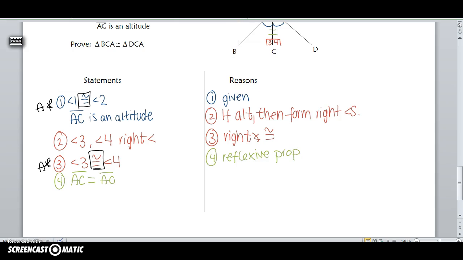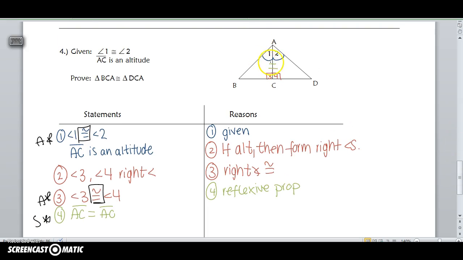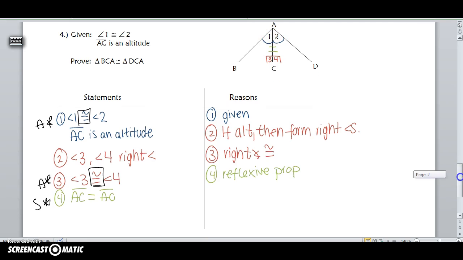Now I have my third piece of evidence, which is a side. Boom, there we go. Comparing this left triangle to this right triangle, I have an angle, I have a side, and I have an angle. Is that side touching both angles? Absolutely. I can form a conclusion that triangle BCA is congruent to triangle DCA, and that is because of angle, side, angle congruence.